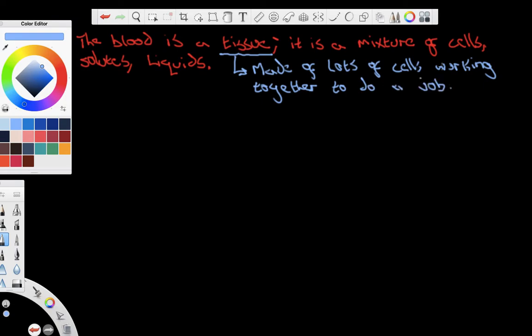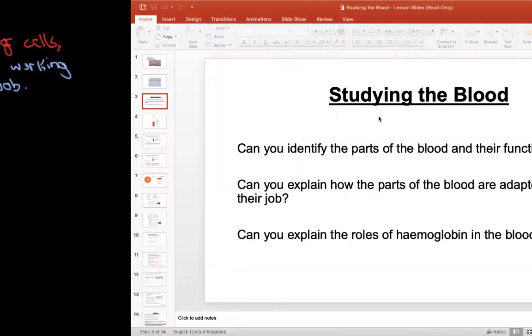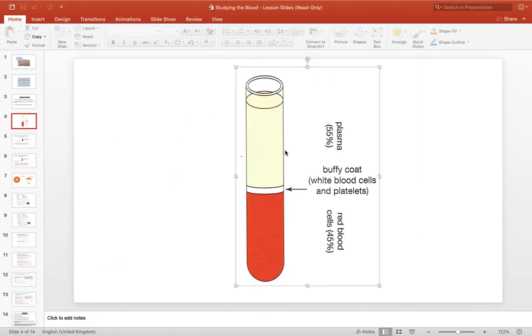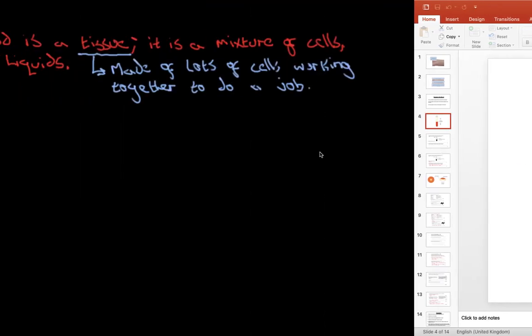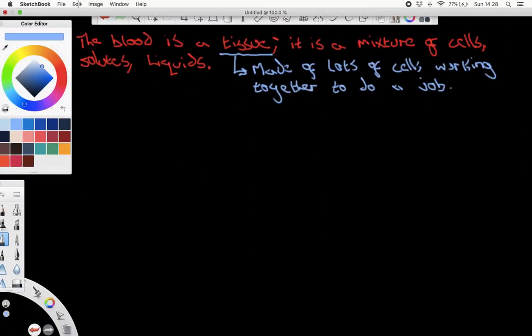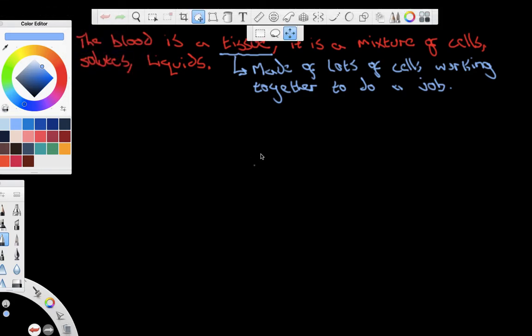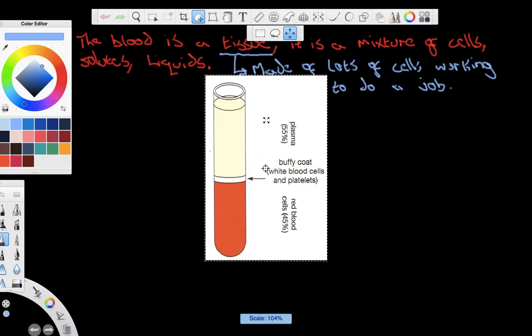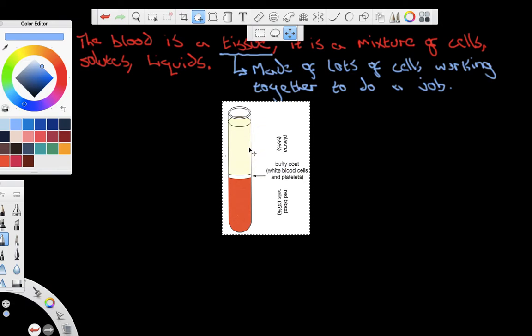So it's a tissue made of lots of cells working together to do a job, and it's a mixture of cells, solutes, and liquids. Remember, a solute, you may wish to write this in your notes, is a substance that cannot dissolve in a solvent. So if we go across to our PowerPoint, you can see a diagram like this. And we can paste this on here, make it a bit smaller, because you've got a copy of this anyway.